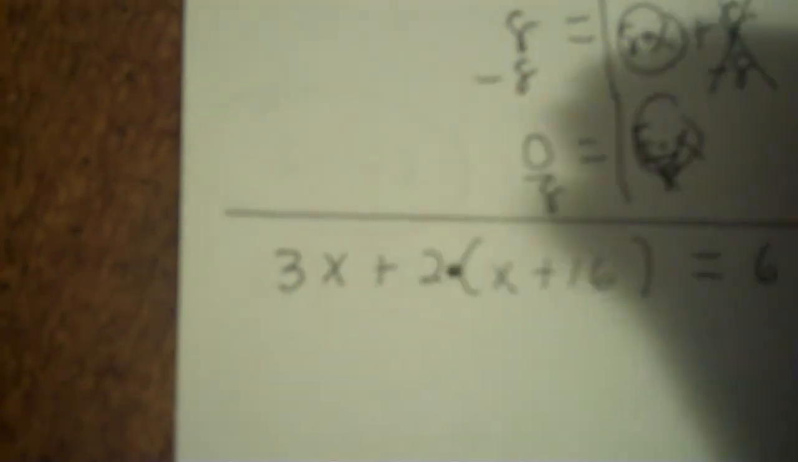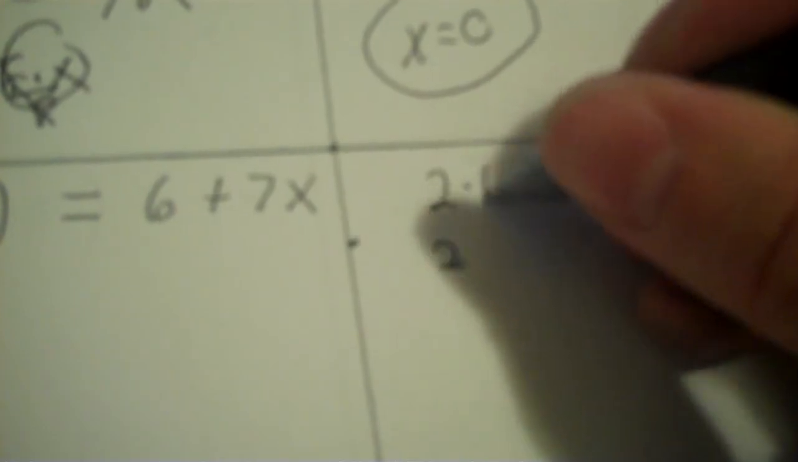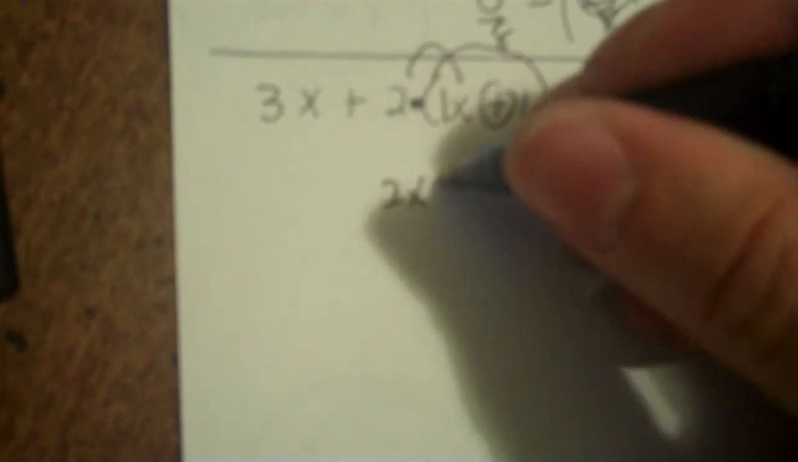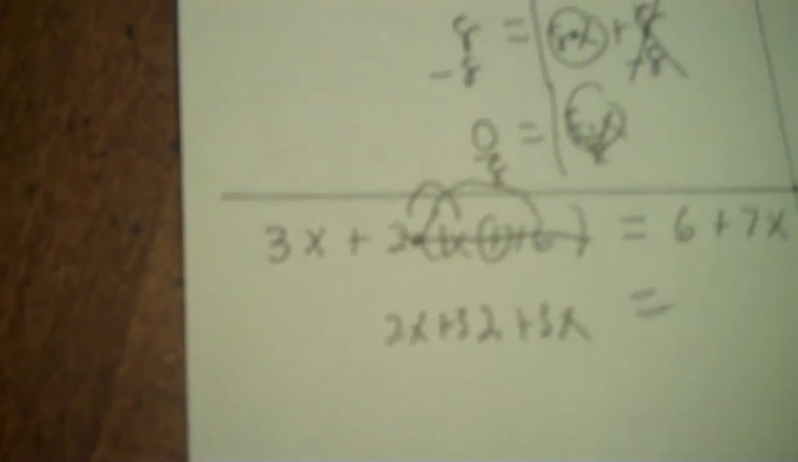Okay, next one. I got a parentheses just with the 2. If you want to put a 1 in front of the x, that's fine. Or you can just leave it as x. It ain't really going to matter. So 2 times 1x, and then 2 times 16. So it's going to be 2x and 32. That's on this side, so 2x plus 32. You need to cross out the parentheses and the 2, but there's still the 3x, so plus 3x. And over here we have 6 plus 7x.